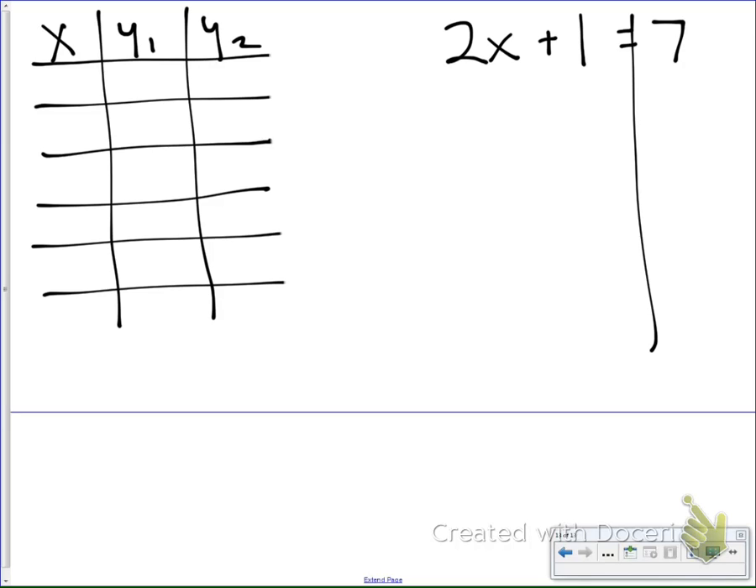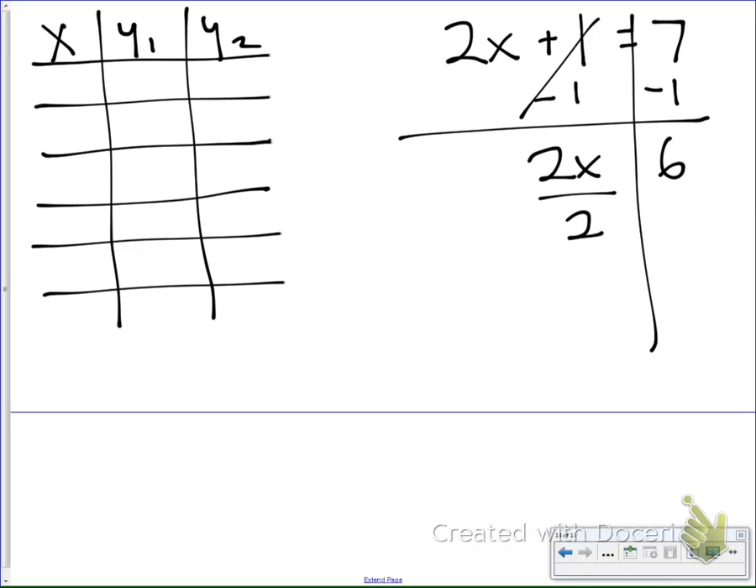So before we can do anything, like always, we need to solve our equation. So I subtract 1 from both sides. Those cancel, leaves me with 2x and a positive 6. I divide both sides by 2, and my x is going to equal 3. So this is where I have to start.